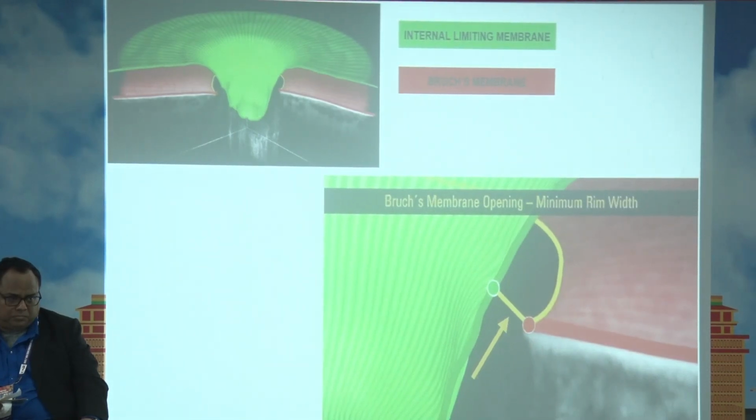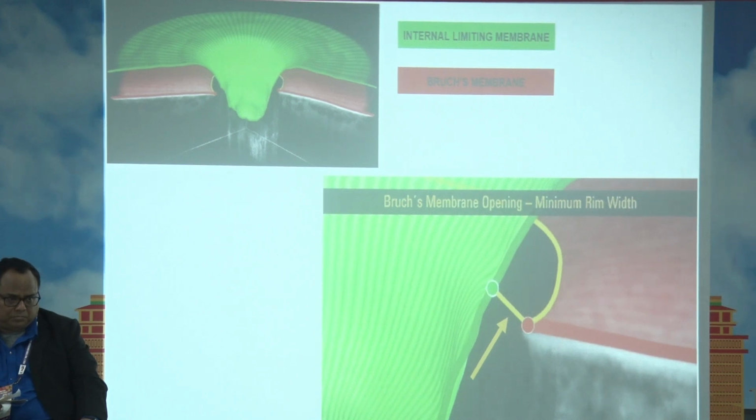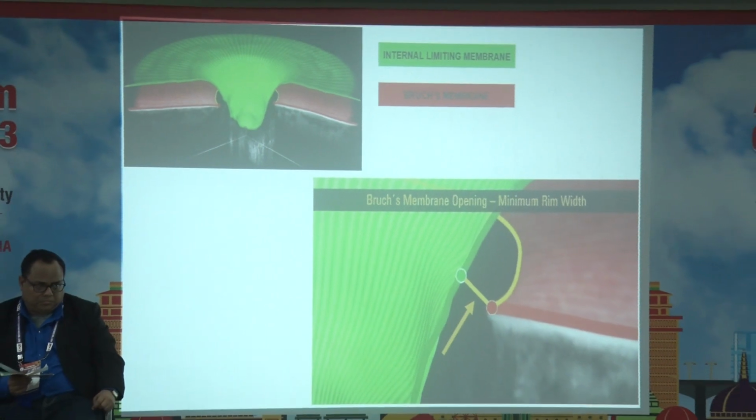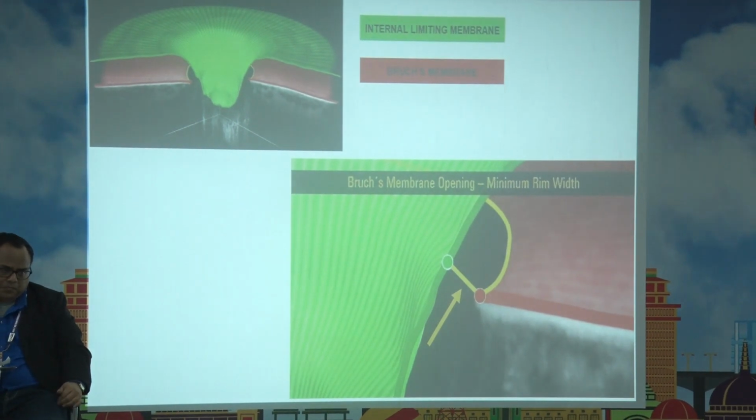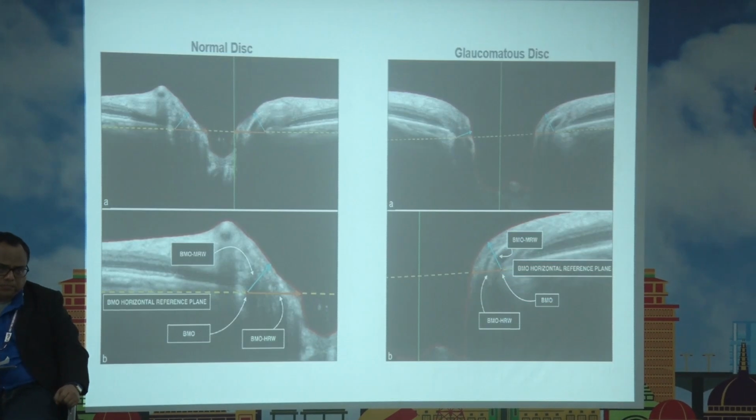So the green is the internal limiting membrane and the red line is the Bruch's membrane. Currently the OCT parameter is changed, and it's an evolution in glaucoma practice where the minimal distance between the ILM and the Bruch's membrane is the one that glaucomatologists are recommending, and studies have also thrown light on it.